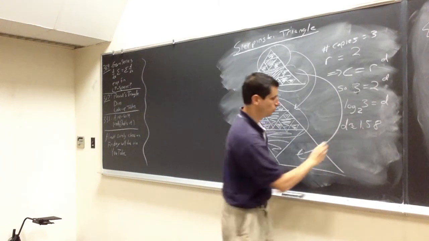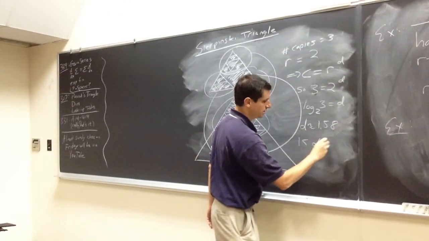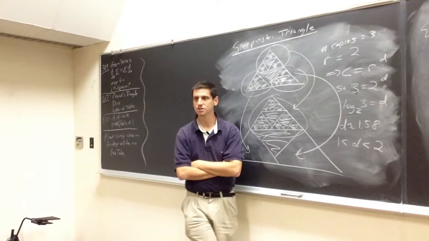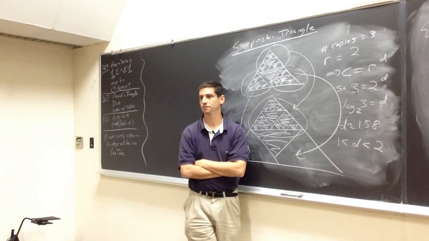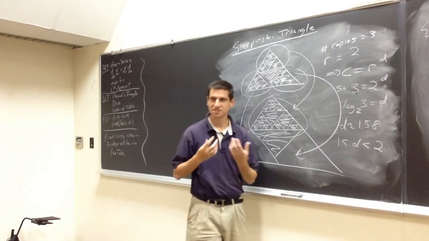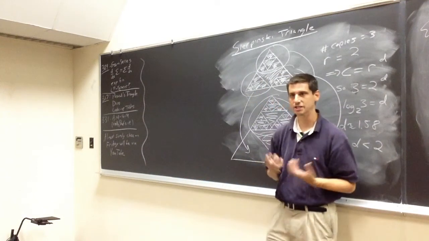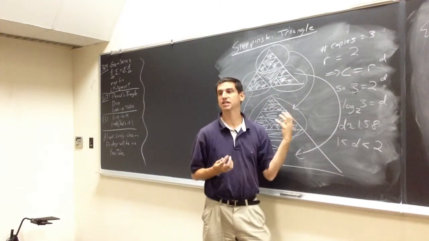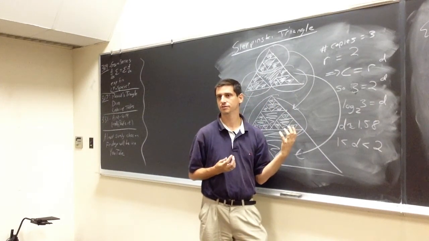1 and 2. So 1 is less than D is less than 2. Does it make sense that the dimension of the Sierpinski triangle is greater than 1? Yeah, I mean, I kind of see lines in here. The lines have dimension 1. It's more than a line. It should be more than one dimension. Does it make sense that it's less than 2 dimensions?